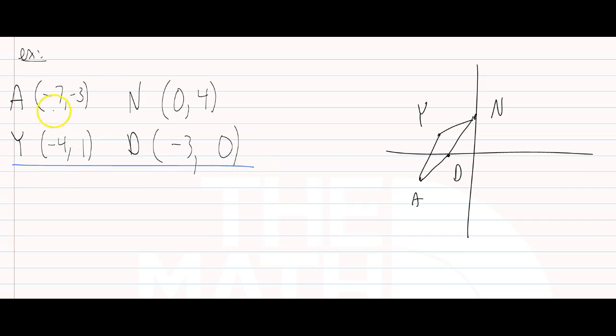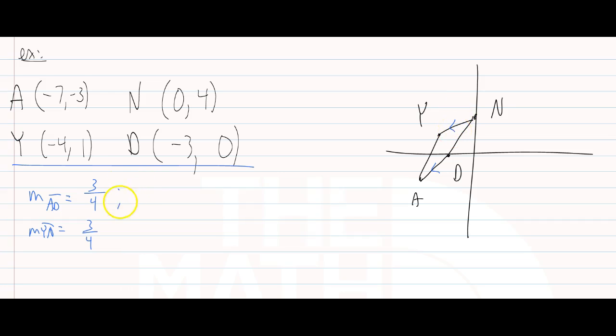Here's our next example. We have the points AN, DY. Once again, we're going to calculate slopes. I'll start with the slope of segment AD, 0 minus negative 3 over negative 3 minus negative 7. And then opposite of AD is YN, so the slope of YN is going to be 4 minus 1, 3, over 0 minus negative 4, 4. So segment AD and segment YN are parallel to each other.